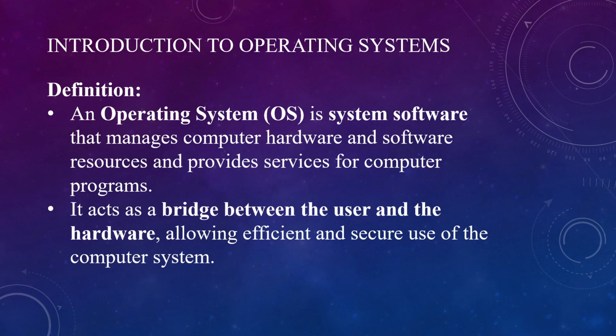Another essential responsibility of the OS is to allow efficient and secure use of the computer system. It manages multiple tasks, prioritizes them, protects system resources, and ensures that unauthorized users or programs cannot access sensitive information. In short, what is OS? OS is a system software. It manages both the hardware and software resources, provides services for computer programs, acts as a bridge between the user and the hardware, and ensures efficient and secure system operations. That's all for this introduction.